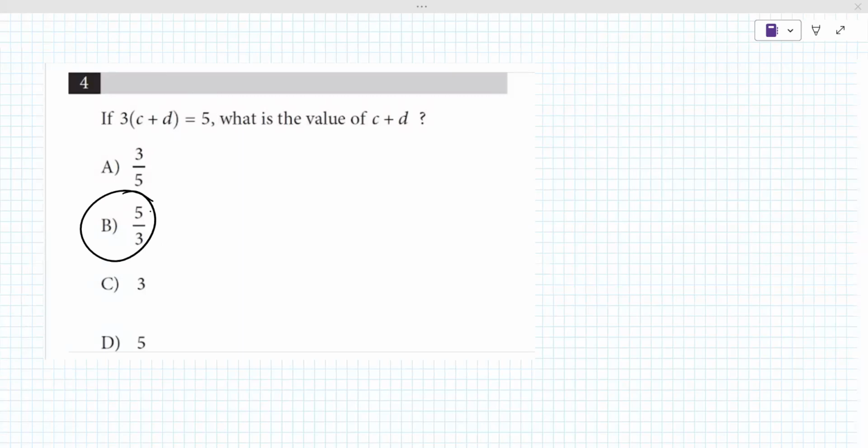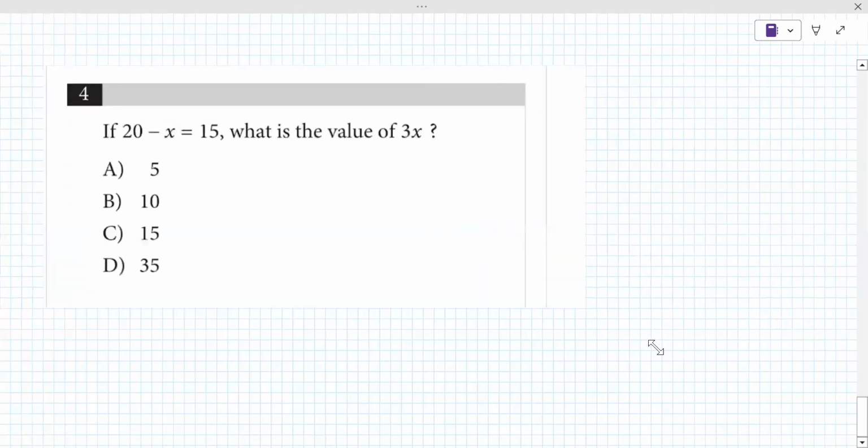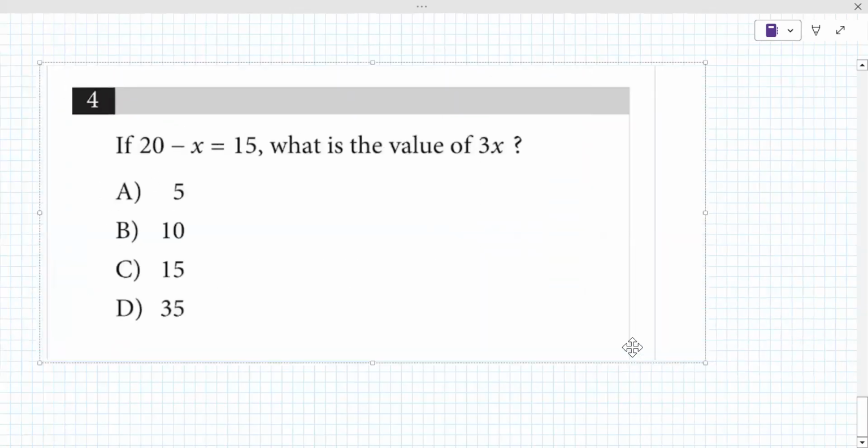All right, new question here. Again, we're working on all those skills you sent me in those practice questions: add, subtract, multiply, divide. So we're going to keep doing this. 20 minus x equals... C, 15.